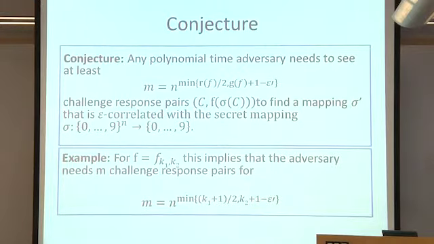So we're conjecturing that an adversary would need to see n to the minimum of r of f over 2, where r of f is our second security parameter, and g of f plus 1 challenge response pairs before it can find a secret mapping that's even epsilon correlated with the user's secret mapping. So in particular, for our particular functions, this would imply that the adversary needs m challenge response pairs where m is equal to the minimum of (k1 plus 1) over 2 and k2 plus 1, minus some other epsilon prime. So in this case, we'll want to pick k1 and k2 so that these terms balance out.